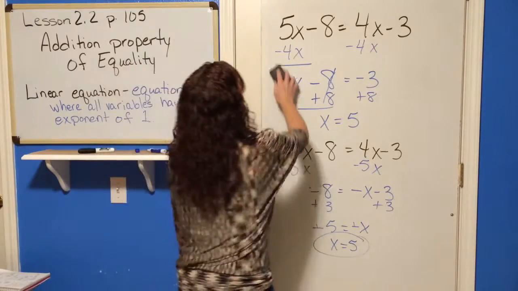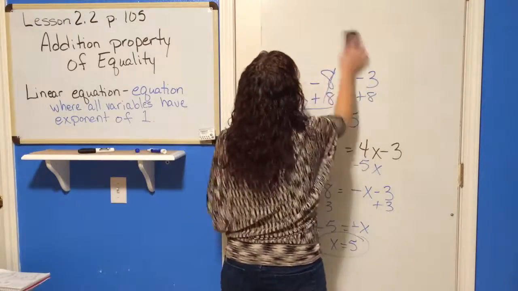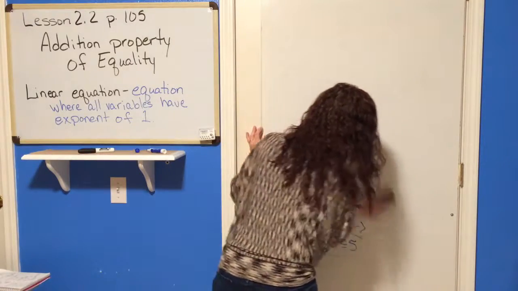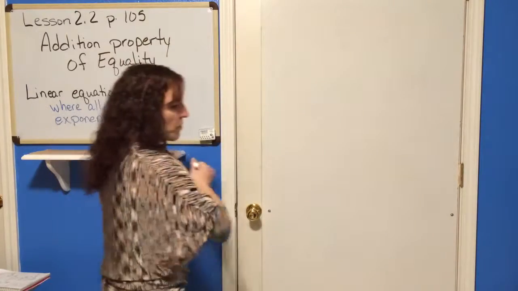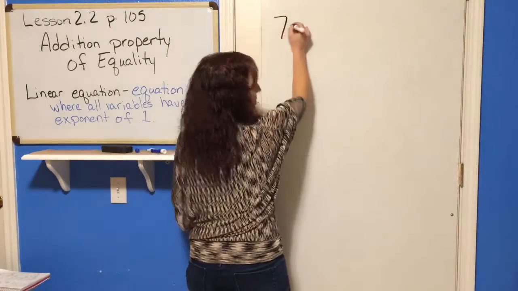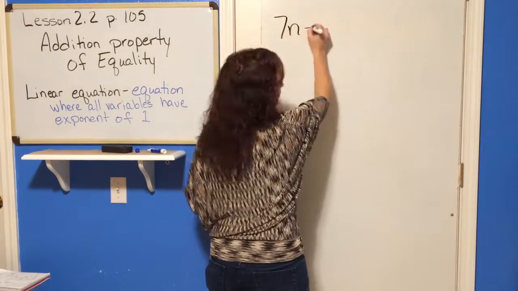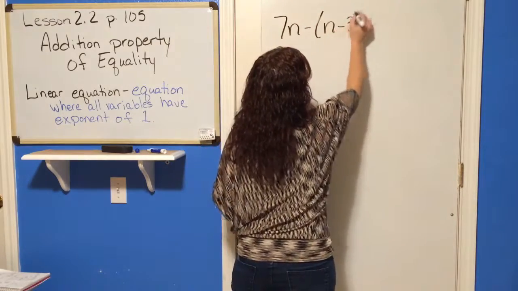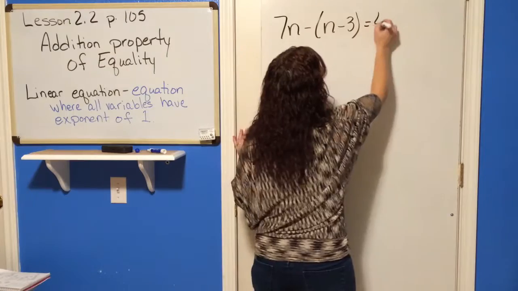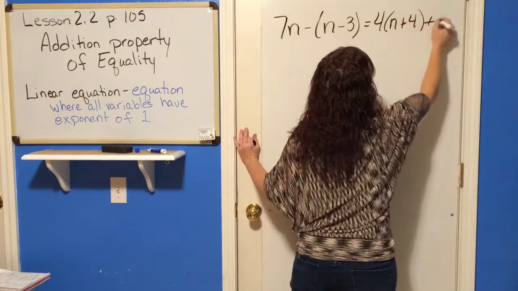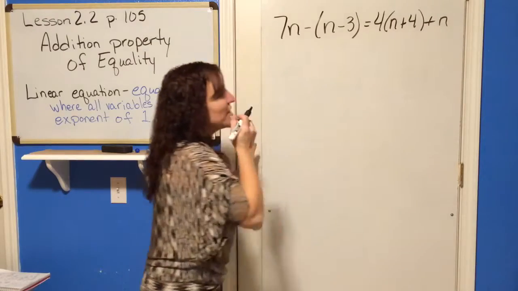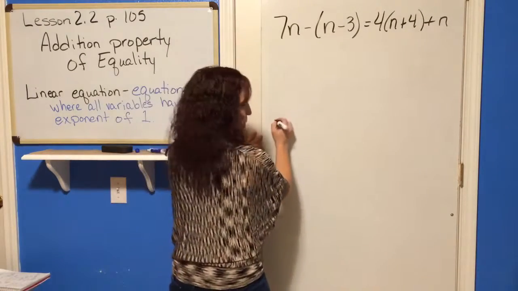All right, let's do a couple more. I would like for you to do one with a few steps. So 7n minus (n minus 3) equals 4 times (n plus 4) plus n. All right, pause it and come back and do that with me.